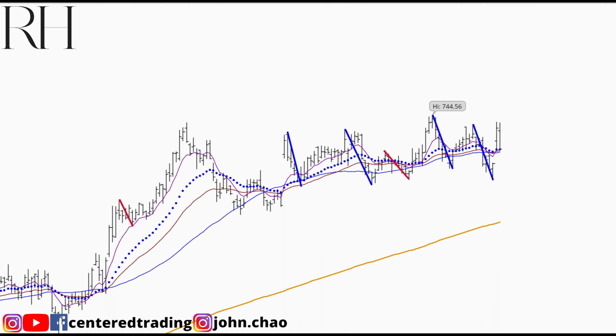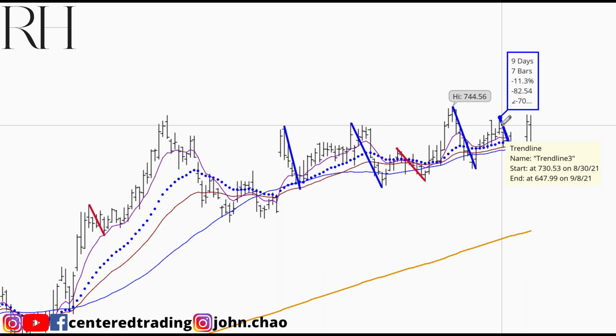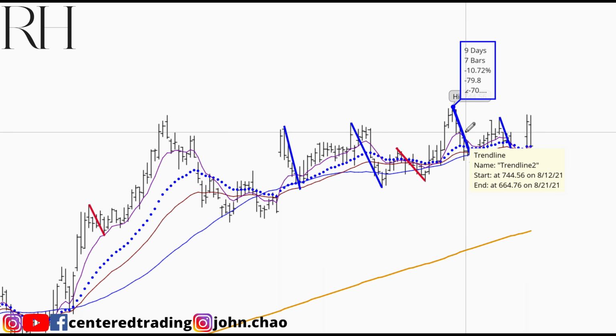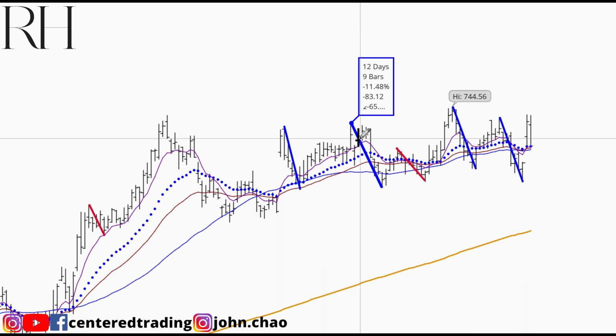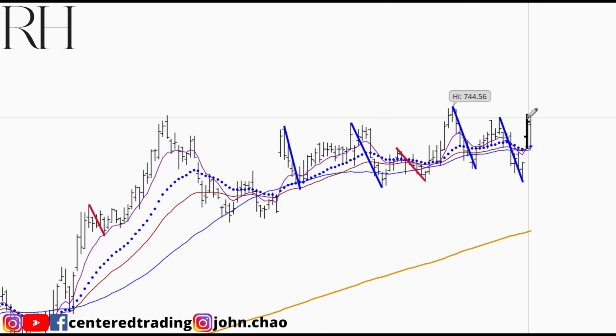Taking a quick look at Restoration Hardware on the daily chart, before I dissect this particular portion, I like to look at the history of this chart the last couple of months and see if there are some repeatable patterns. Looking at these pullbacks, how much did it pull back over here? This one pulled back $82.54. This one $79.80. Looking at that fourth number on the hover over here, we got $83.12. And over here we have a pullback of $80.77. So these four pullbacks are very similar.